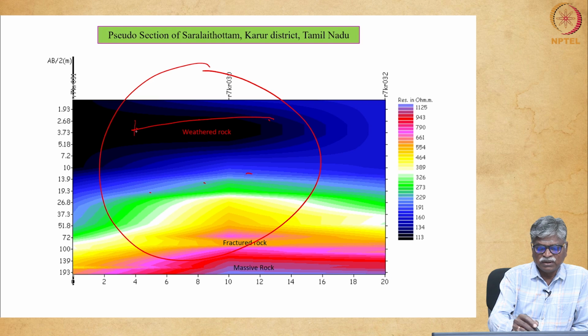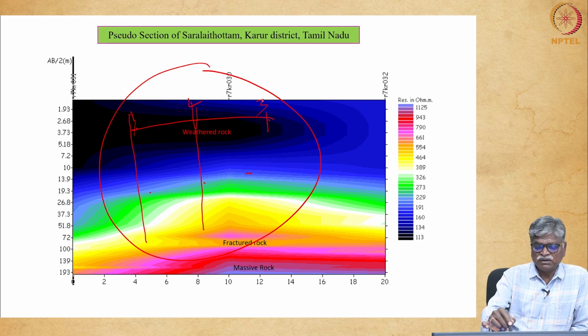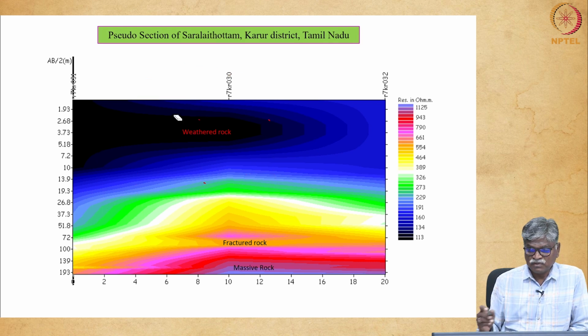This is one VS, this is one VS, this is one VS: 1, 2, 3. In the software you have to interpret this VS, then this VS, and the third VS also. After that, open the first VS and add the second VS, and the third VS also. If you add them, you will get this type of pseudo section.